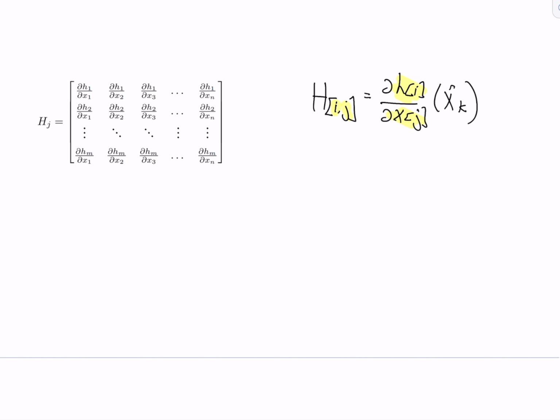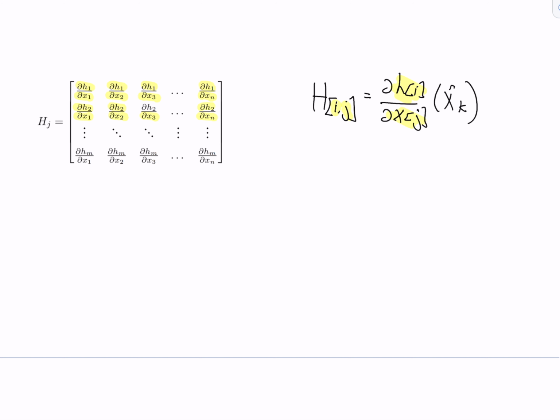with respect to xj. So in the first row, we have the partial derivative of h1, and each column is the partial derivative of h1 with respect to x1, with respect to x2, with respect to x3, all the way to xn. And in the second row, we have the partial derivative of h2, again with respect to x1, x2, x3, x4, till xn. In essence, the Jacobian matrix is a collection of all partial derivatives.